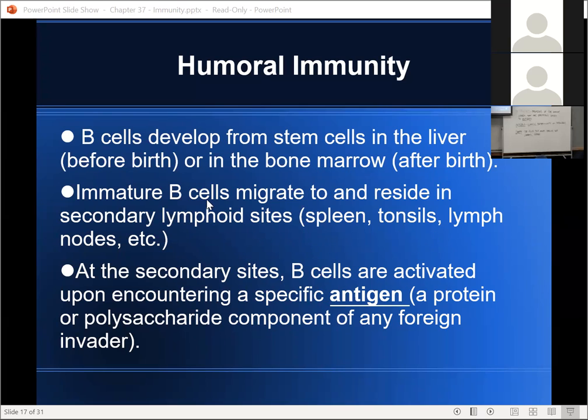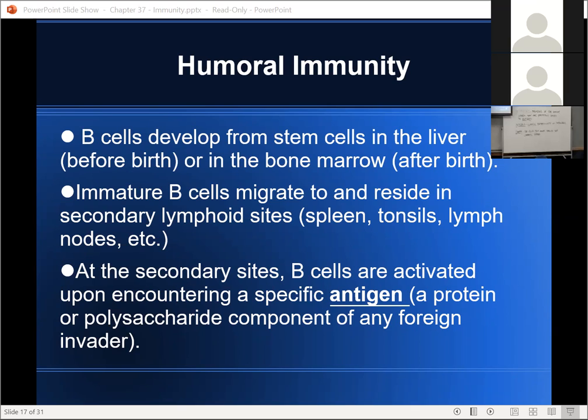This is kind of an important point, that the B cells go to these secondary lymphoid sites because this is where they will encounter antigen, and this is where an immune response is going to be initiated. Particularly in the lymph nodes. Tonsils are really just lymph nodes. Of course, your spleen is a completely separate organ. At the secondary sites, B cells are activated upon encountering a specific antigen.